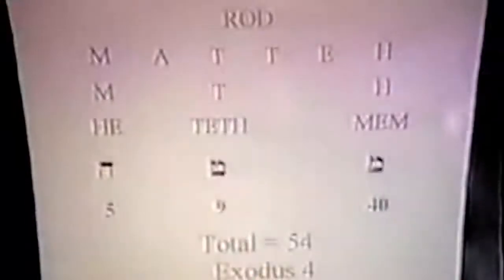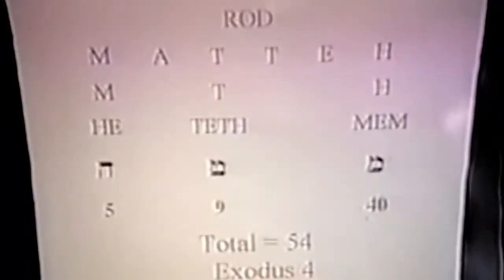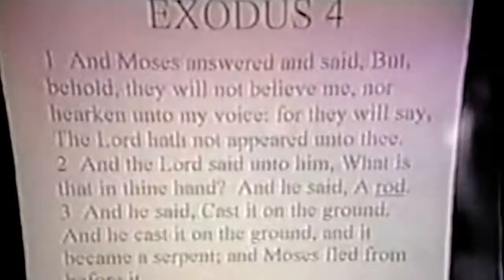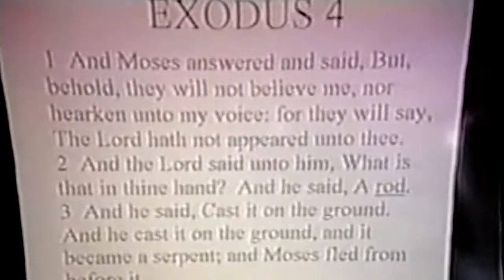Let's look at the word for rod. Since it has a value of 54, we have to go to the 54th chapter. Genesis only has 50 chapters, so I have to go to Exodus 4 to go to the 54th chapter. I'm looking for this English word, and sure enough, it's not only there, it is the subject matter of the chapter.